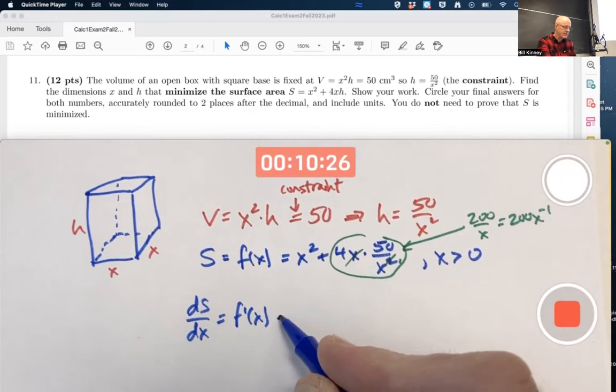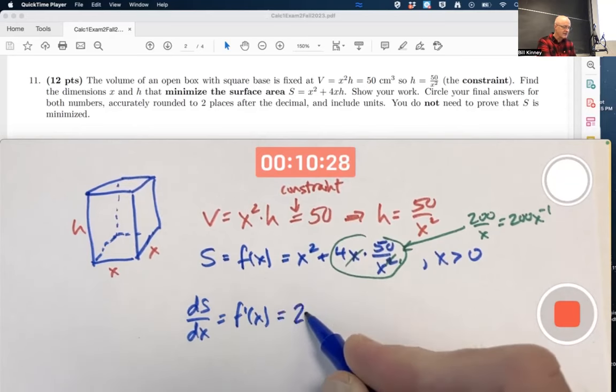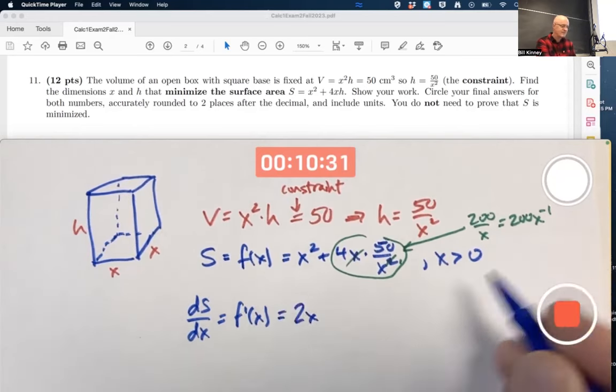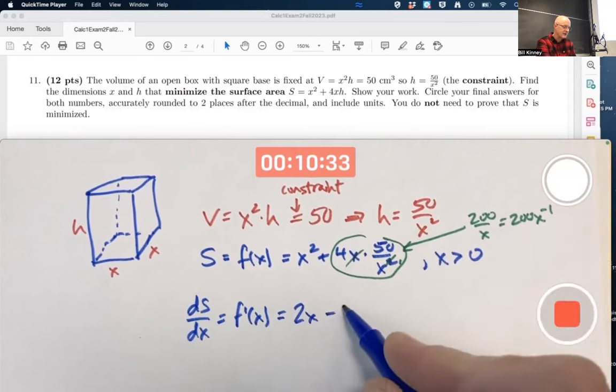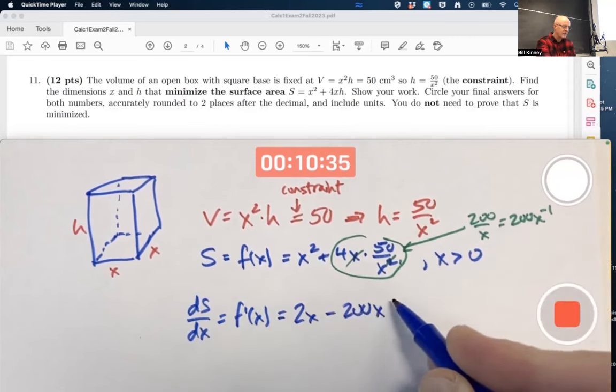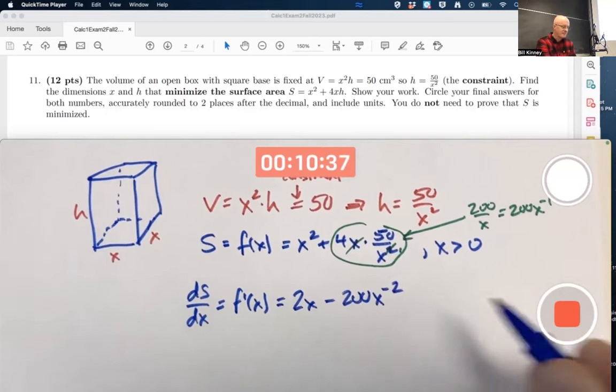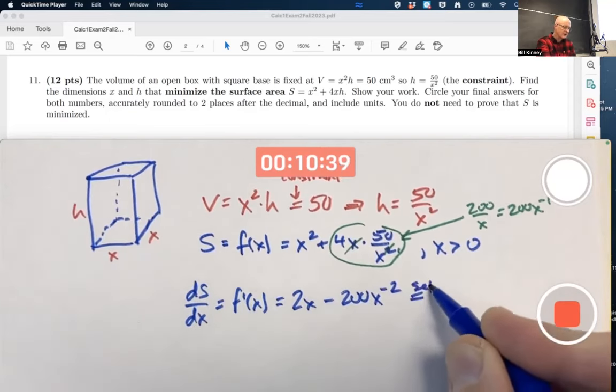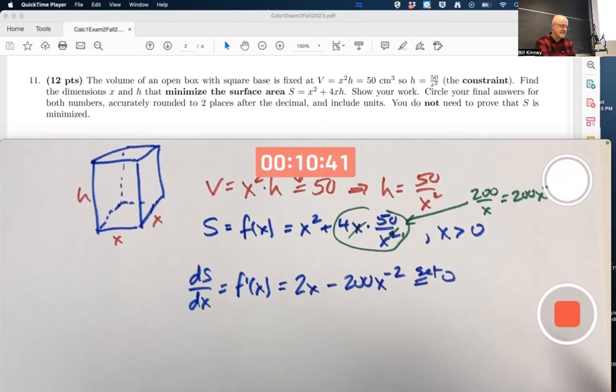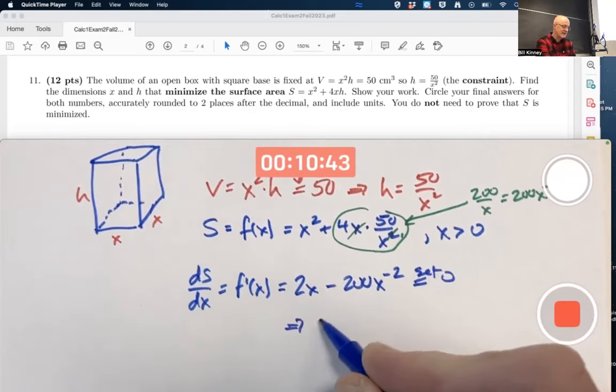So now we take the derivative. Derivative of x squared is 2x. Derivative of this, bring down the negative 1, you get minus 200. Negative 1 minus 1 is negative 2. Set this equal to 0 and solve for x. Doesn't look so easy, but it is doable.